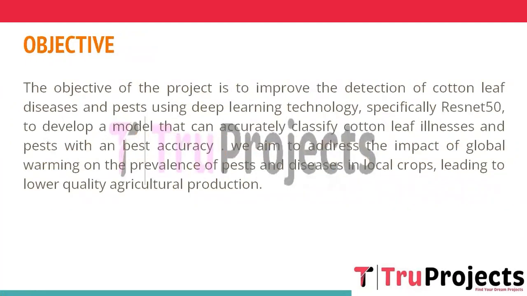The main goal of this project is to enhance the detection of cotton leaf disease by employing deep learning technology, specifically ResNet 50. The aim is to create a highly accurate model capable of classifying cotton leaf illness and pests effectively. Additionally, the project seeks to address the influence of global warming on the rise of disease in local crops, which negatively impacts agricultural production, resulting in lower quality yields.